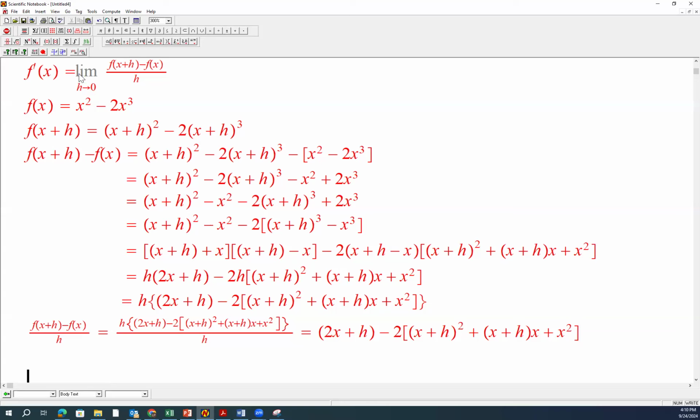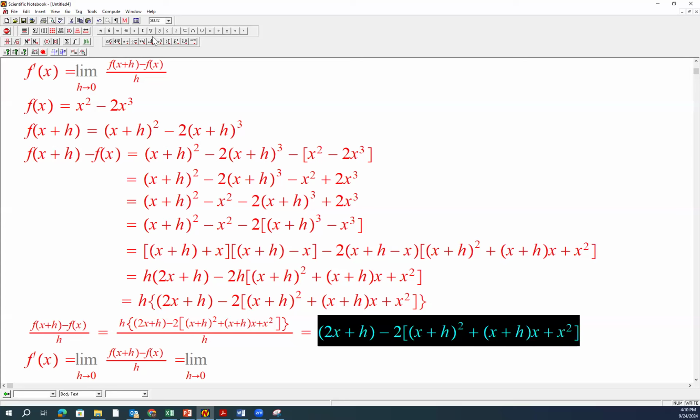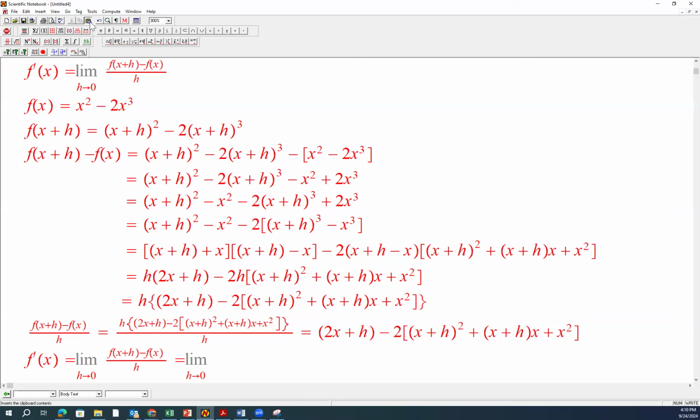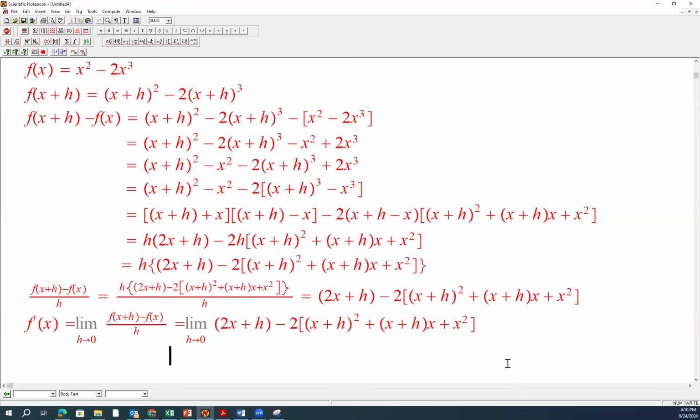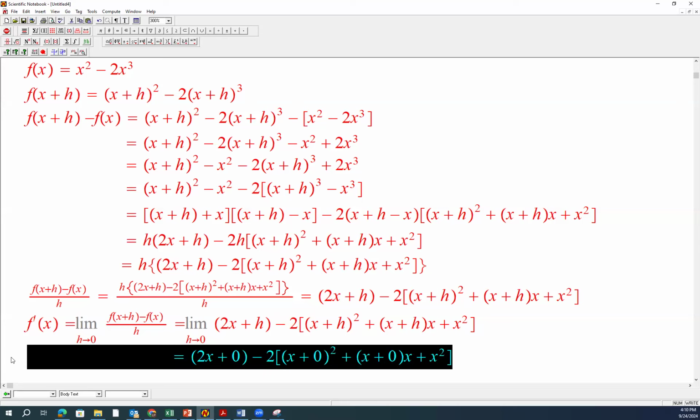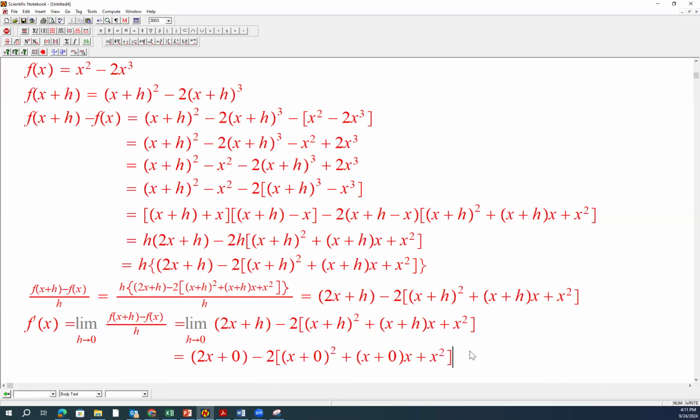Okay, so now we can take the limit as h approaches 0, the whole of that. Direct substitution. So all I have to do is just replace the h by 0. Okay, h is replaced by 0. And then we're going to organize the terms.